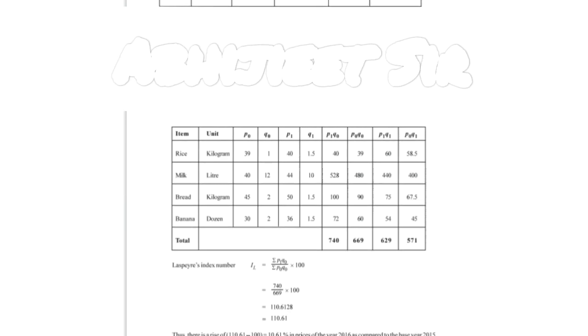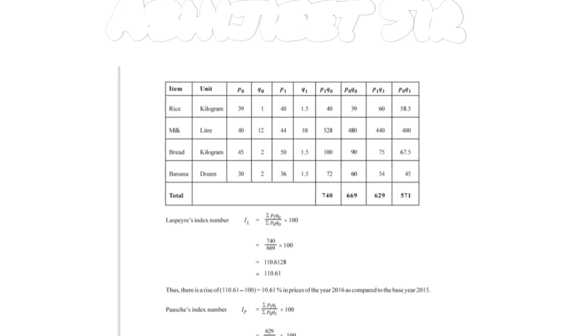See, in the answer, they have made separate columns of P0, Q0, P1 and Q1. Be careful with the year so that you can demarcate P1 or P0 or Q1 or Q0. Current year, latest year, is always 1, Q1 and P1, and previous year, base year, old year is always 0, P0, Q0. See, they have multiplied P1 and Q0. P1 means 40 into Q0, 140. 44 into 12 is 528, 50 into 200, 36 into 2 is 72. Adding it up, 740 total.